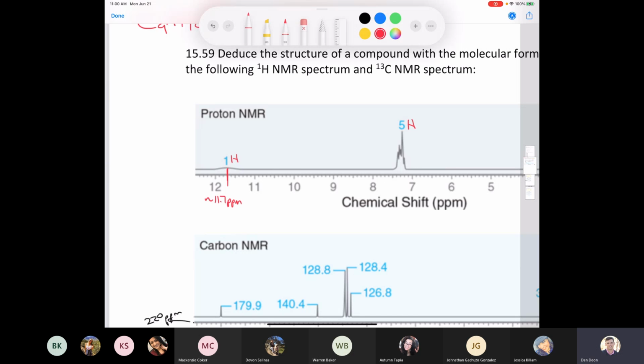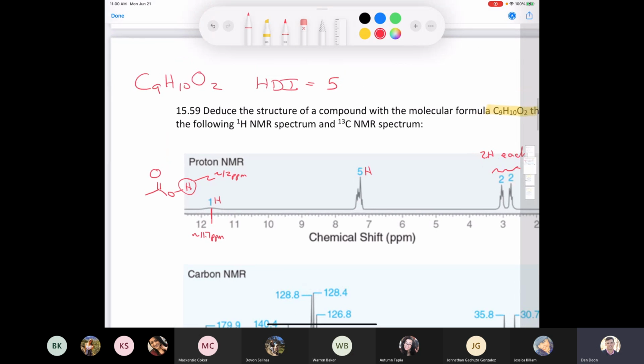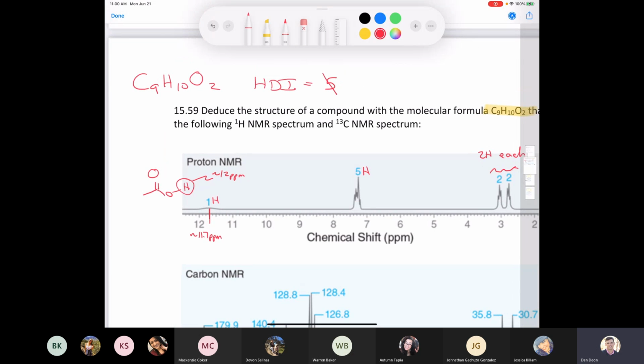If I have a shift that's almost to 12 parts per million, it's probably a carboxylic acid, right? So let's write that down, because if you go to your table of values, you saw that a carboxylic acid proton is going to have a chemical shift of around 12 parts per million. Well, there you go. Now we've gotten rid of one of the HDIs, right? So now we're down to 4, because one of the HDIs is in the double bond. Anyhow, we've taken care of one of them, really.